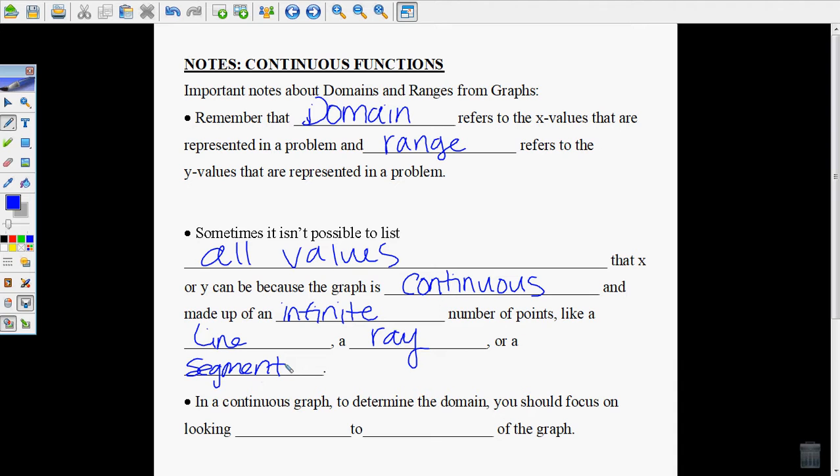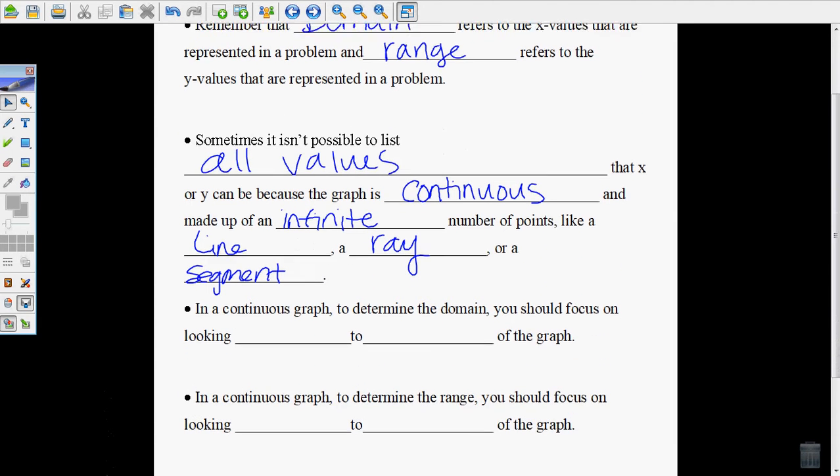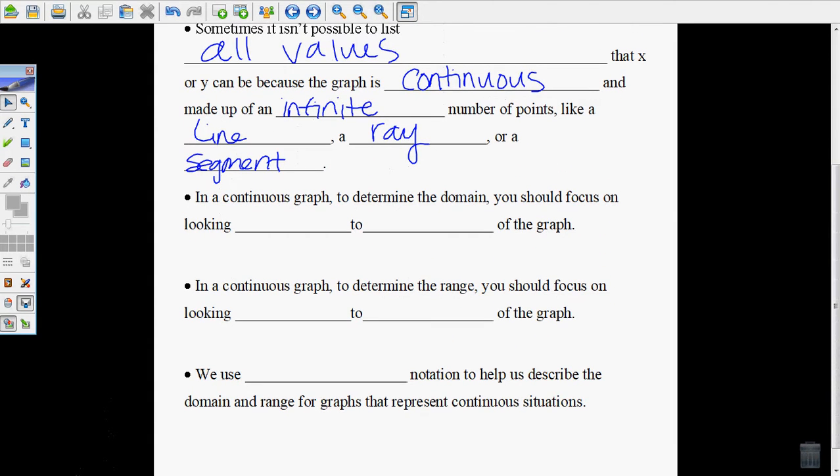Sometimes we have to represent it, because think about it. If you have a number line between 0 and 1, you have a bunch of numbers, right? You have 0.01. Then you have 0.001, and then 0.0001, then 0.000001. And they keep going. So there's no way you can list out all those values, right? So that's what we mean. You have a continuous function.